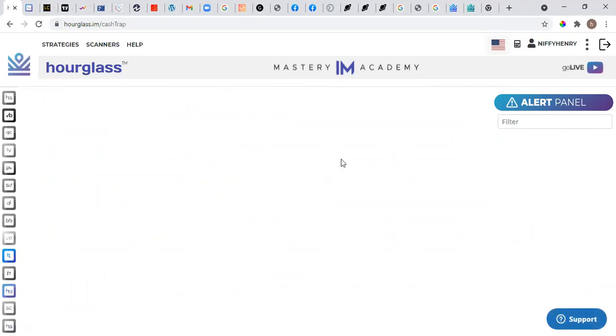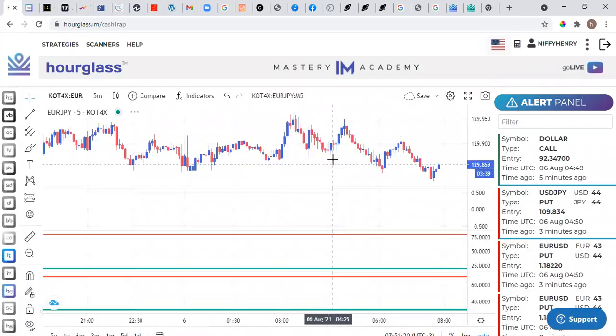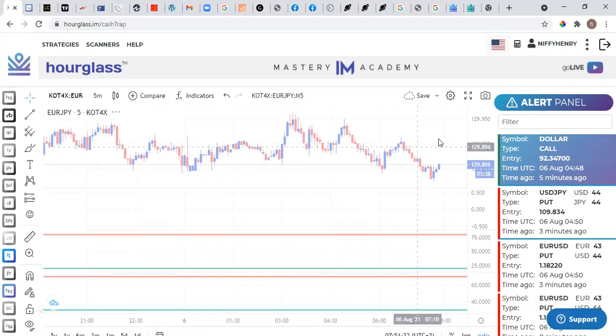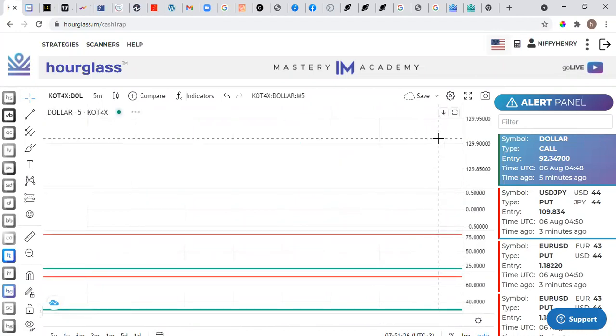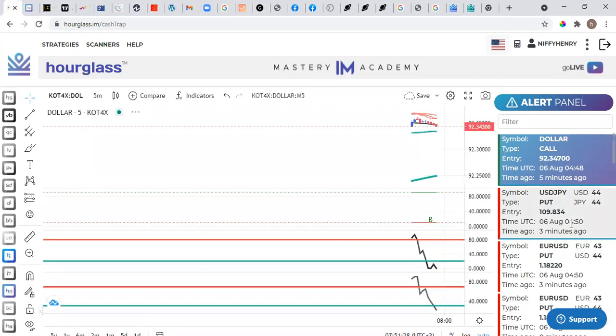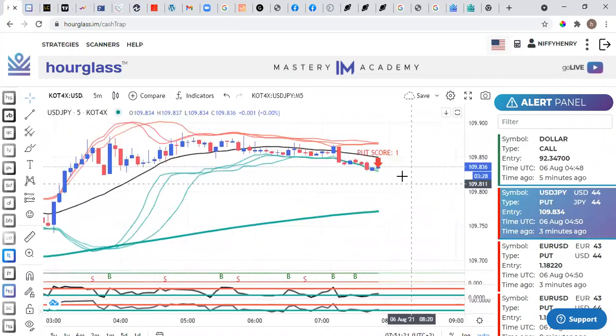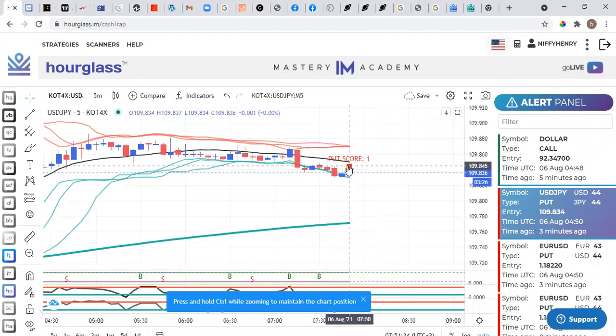So is Cash Trap. When you see the Cash Trap arrow up or arrow down, that's the first. So that gives you 1 point. Like this, the arrow down is 1 point. It's saying sell now. Sell, that's 1 point.